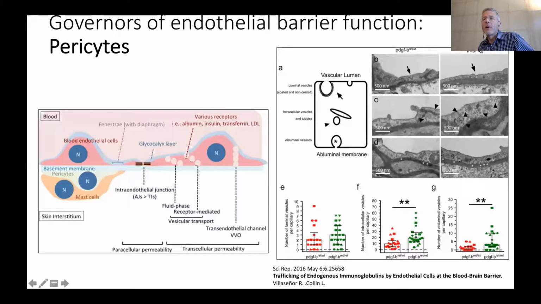In a mouse that's been modified so that it doesn't have pericytes, what happens is there are a lot more of these vesicles on the inside of cells, a lot more vesicles on the abluminal surface, indicating that the pericytes need to be there to prevent the transcellular transport of vesicles from the blood into the tissue. So that's how pericytes are influencing the permeability. They're regulating the flow of molecules through the endothelial cells.